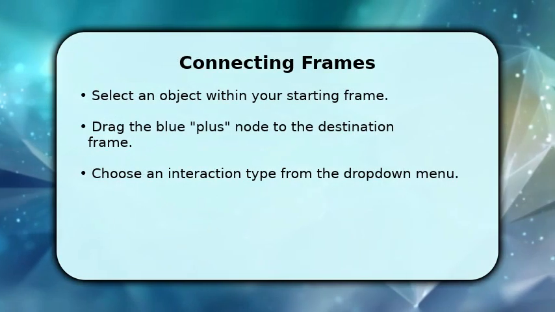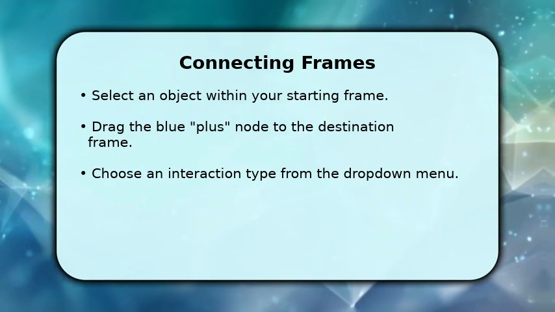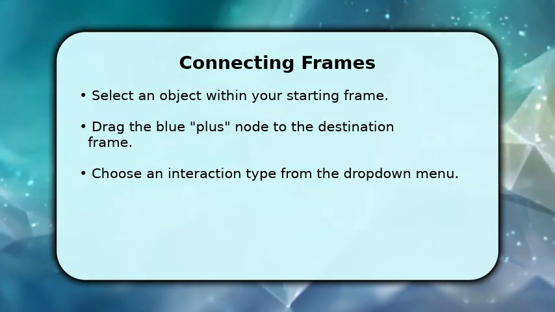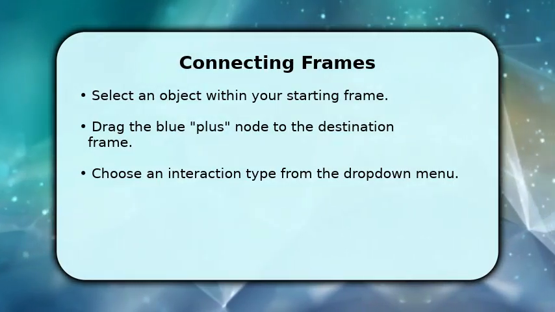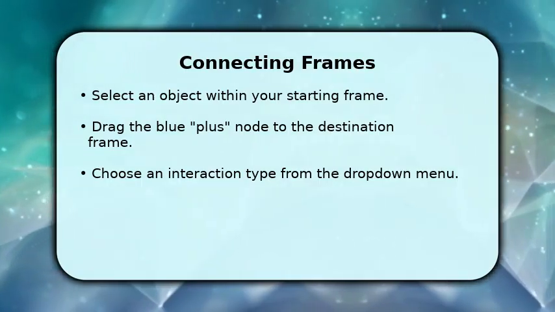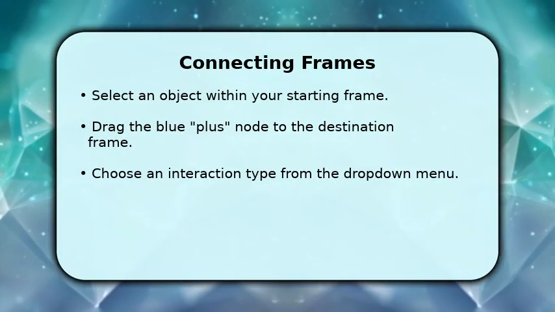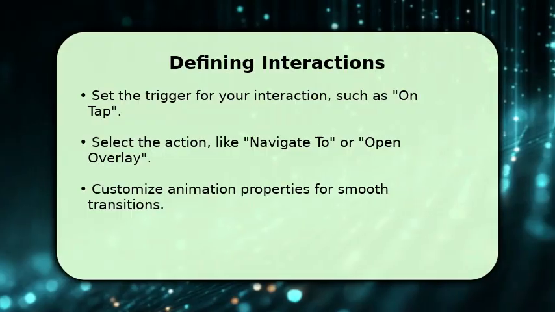To connect frames, first select any interactive element, like a button or an icon, within your initial frame. A small blue circle, often called a plus node, will appear. Drag this node directly to your desired destination frame. Once connected, a menu will pop up, allowing you to specify the interaction type, such as on tap or on drag.